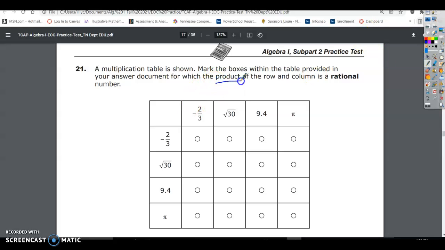We're looking at a product. That means we're going to multiply. Okay, so we're going to multiply by row and column. And we want the answer to be a rational number. So let's review a little bit. What is a rational number?